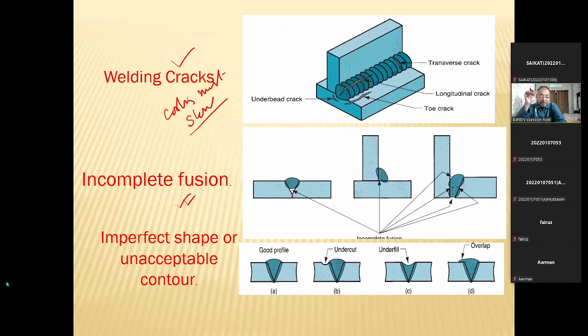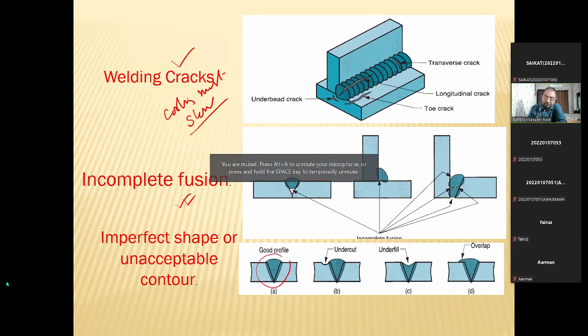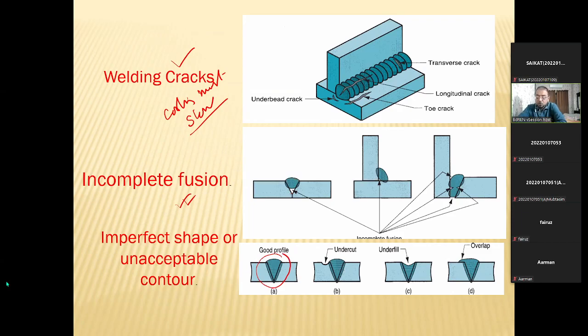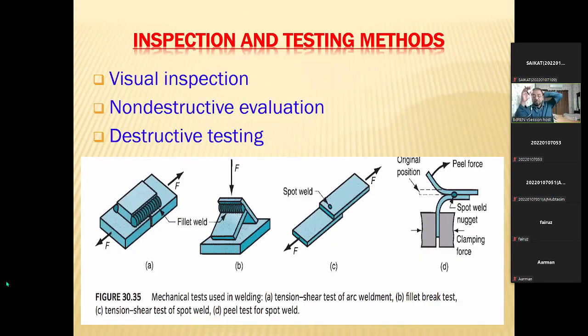Then, imperfect shape or unacceptable contour. Generally we expect such a type of shape after welding, but due to the localization of heat, maybe there will be some undercut. There will be some shortage on the upper side. There will be some overlap. So these are all considered defects, but we need to have the optimum value. Clear? So cracking, incomplete fusion, imperfect shape, distortion. They are the defects. So how do we now check, the inspection of the welds? One is visual inspection.